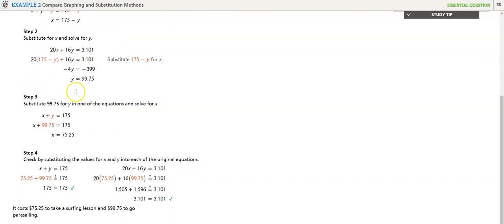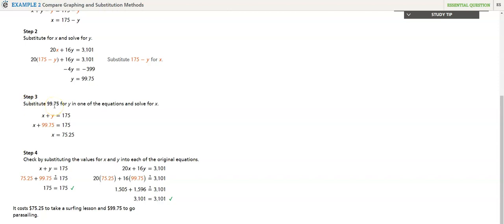The second step that we're going to do is then substitute the x and solve for y. So again, I know that x is the same as 175 take away y, so we're just going to go ahead and replace that x in the other equation. Once we do that, you're using parentheses here to distinguish and multiply. We're going to distribute across, we're going to combine like terms, and we're going to solve. This way, I can get 99.75 and be very precise in my answers.